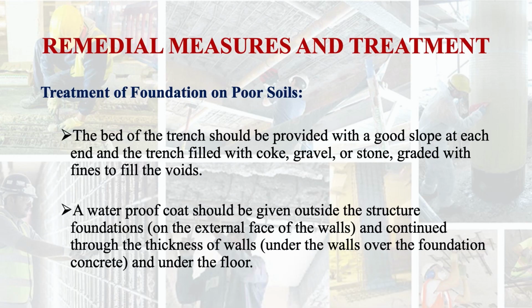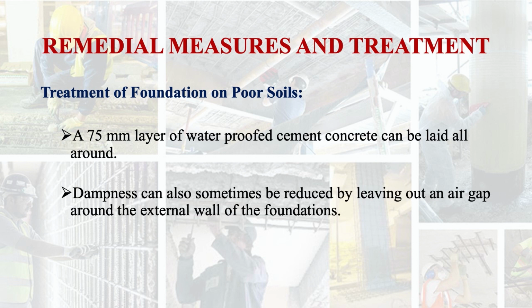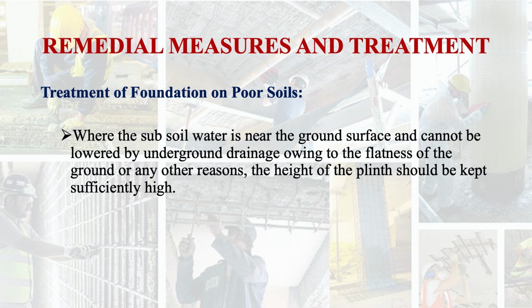A waterproof coat should be given outside the structure foundation on the external face of the wall and continued through the thickness of wall, under the wall, over the foundation concrete and also under the floor. A 75 mm layer of waterproofed cement concrete can be laid all around. Dampness can also sometimes be reduced by leaving out an air gap around the external wall of the foundations. Where the subsoil water is near the ground surface and cannot be lowered by underground drainage owing to the flatness of the ground or any other reason, the height of the plinth should be capped sufficiently high.